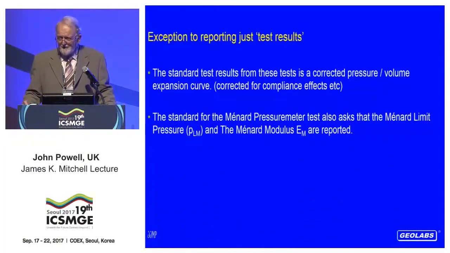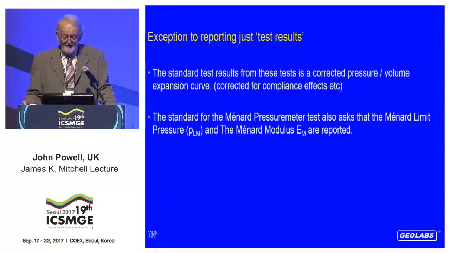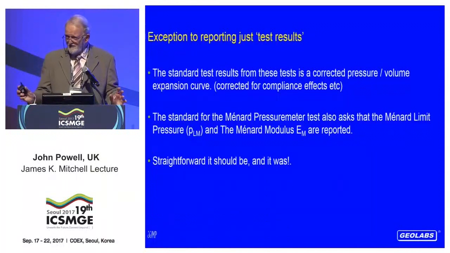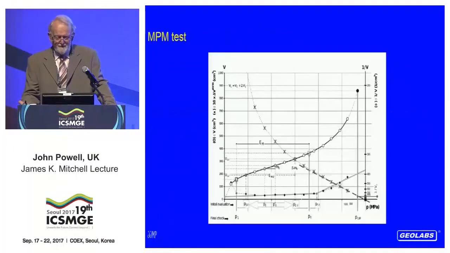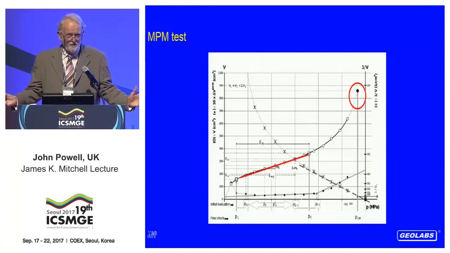But the standard for the Menard pressure meter, one of the pre-bored pressure meters, also requires you to present the Menard limit pressure and the Menard modulus EM. Straightforward it should be, it always has been. But there's a pressure volume expansion curve. We have the pressure along the bottom axis, the volume up the side. The Menard limit pressure is when we double the volume of the probe. Easy. The Menard modulus is simply the slope of the linear portion, the straight portion of the pressure volume curve. We can all do it, easy.